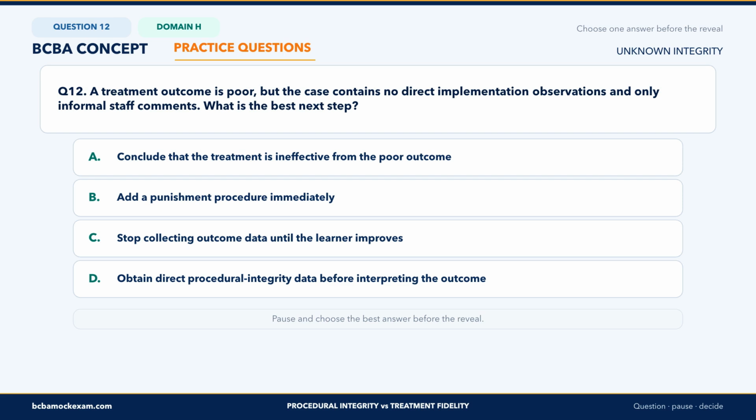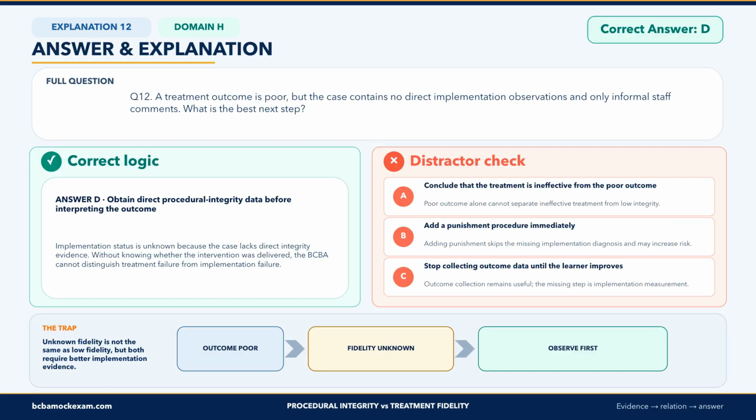Question 12. A treatment outcome is poor, but the case contains no direct implementation observations and only informal staff comments. What is the best next step? A. Conclude that the treatment is ineffective from the poor outcome. B. Add a punishment procedure immediately. C. Stop collecting outcome data until the learner improves. D. Obtain direct procedural integrity data before interpreting the outcome. Hold the labels for a moment. Match the evidence to the options. The strongest answer is D. Obtain direct procedural integrity data before interpreting the outcome.